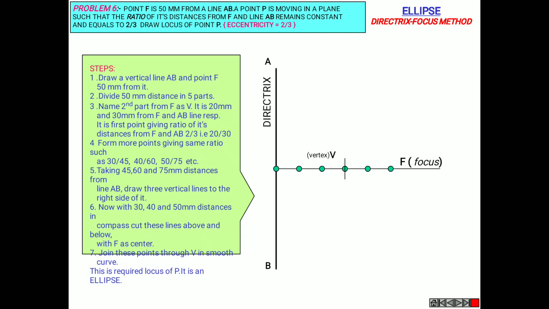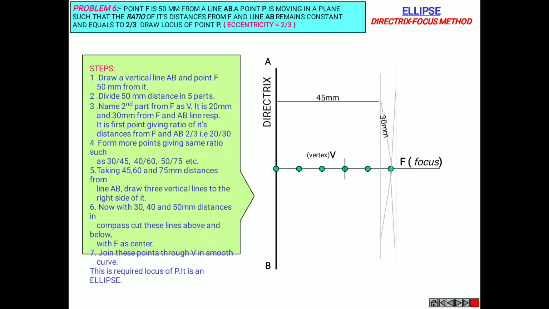So firstly, at the distance of 45, with F as center, we'll cut an arc. This vertical line is about 45 mm, and from F as center with 30 mm as radius, we'll cut an arc. Similarly for 40, 60 and 50, 75, and mark the points on both upper and lower.